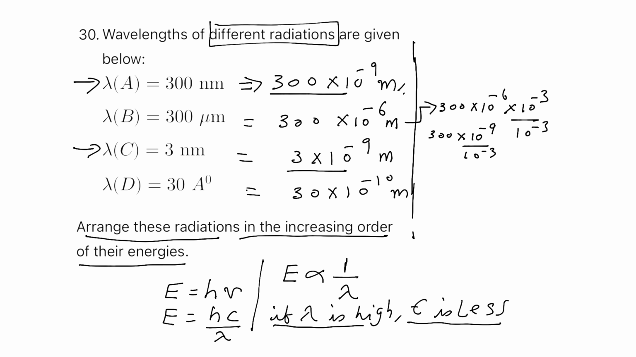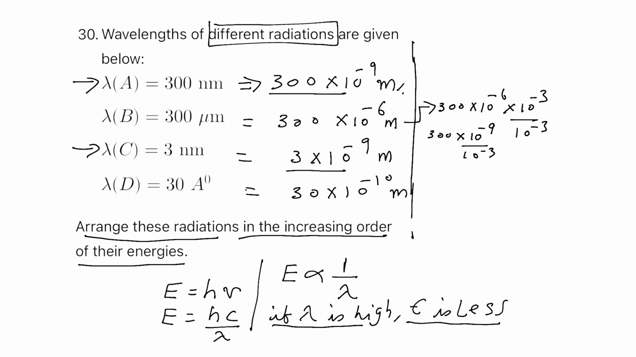Correct, right? Now on calculating, what you will get? 300 into 10 raised to 3 into 10 raised to minus 9. So what you will get? 300 into 1000, right? So it becomes like this, into 10 raised to minus 9. Correct, right? 3 and 5 zeros.